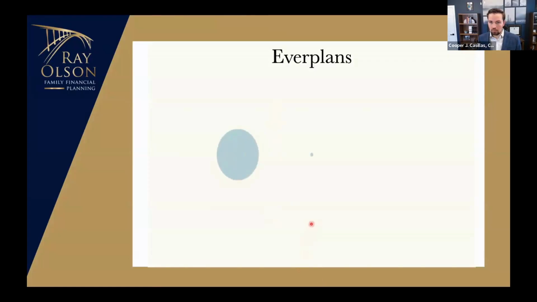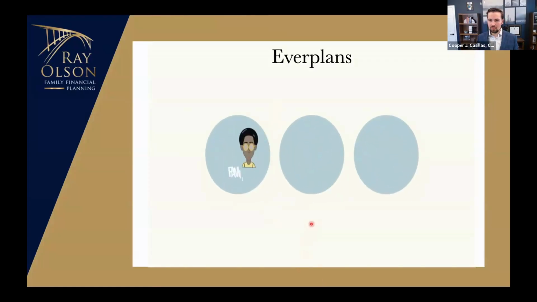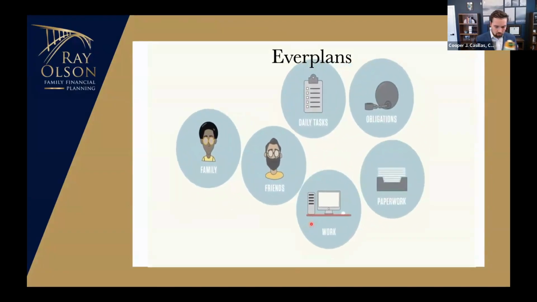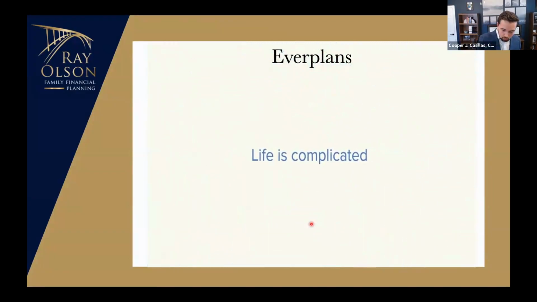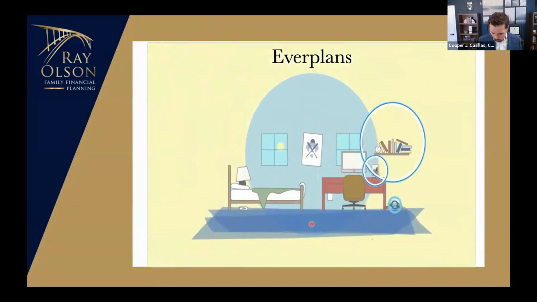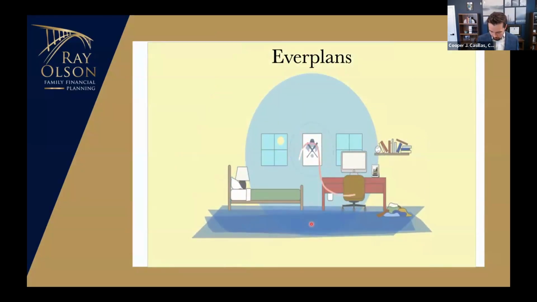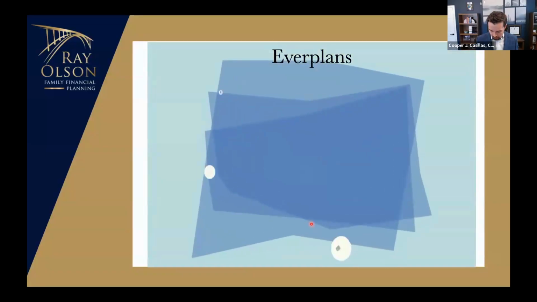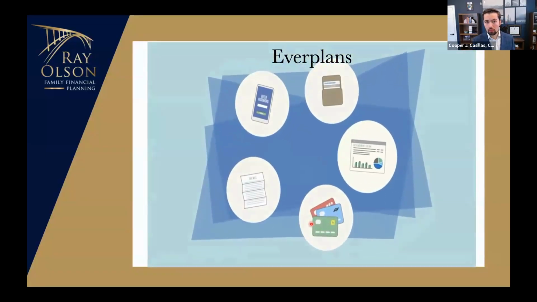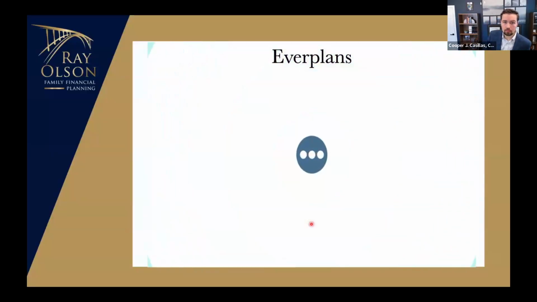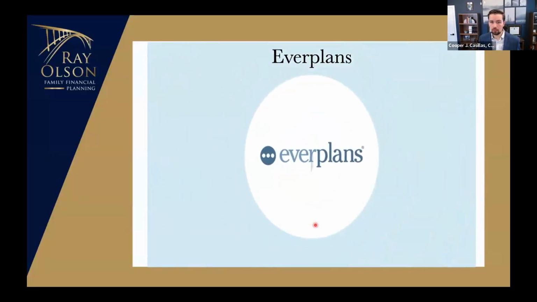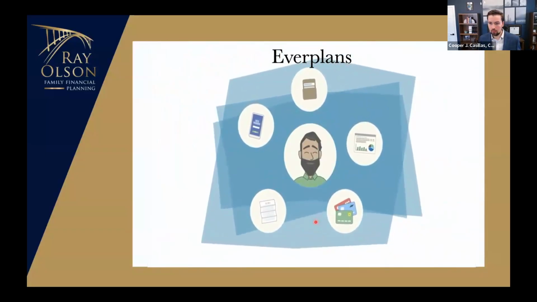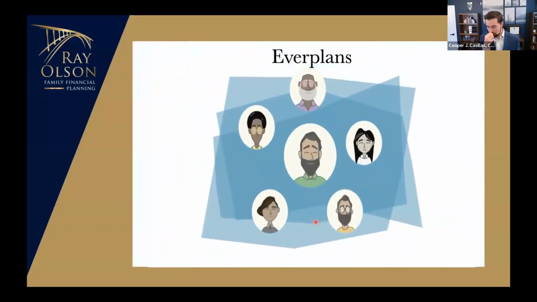Our lives are made up of so many things. Days are filled with family, friends, work, daily tasks, obligations, and paperwork. Life is complicated. We do so much to take care of our families, try to get all the right things in place for them. We want them to be okay, no matter what. It's hard to stay on top of it all, and especially hard to keep everything organized. Everplans is here to help you. We're a secure and simple way to gather and store all of the most important things you and your family really need to know about.